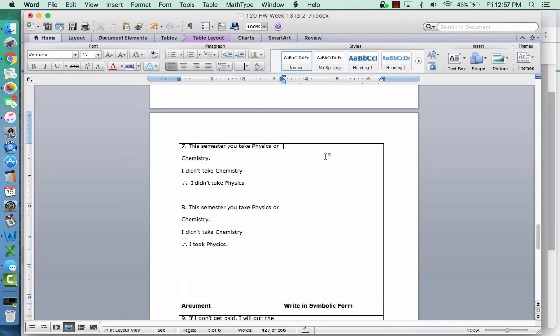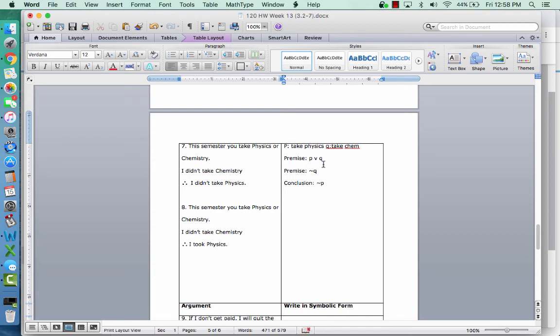All right. So let's look at another similar one here. We'll just do the same statements. P is take physics, and Q is take chemistry. Our first premise is the same thing as above, P or Q. And then a second premise is didn't take chemistry, so that'd be not Q. And then the conclusion is I didn't take physics.